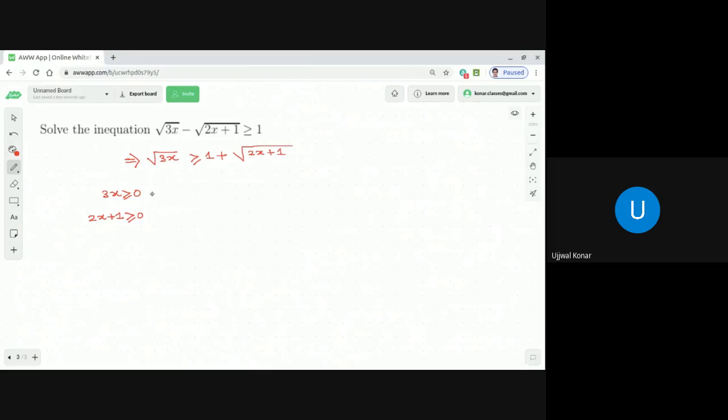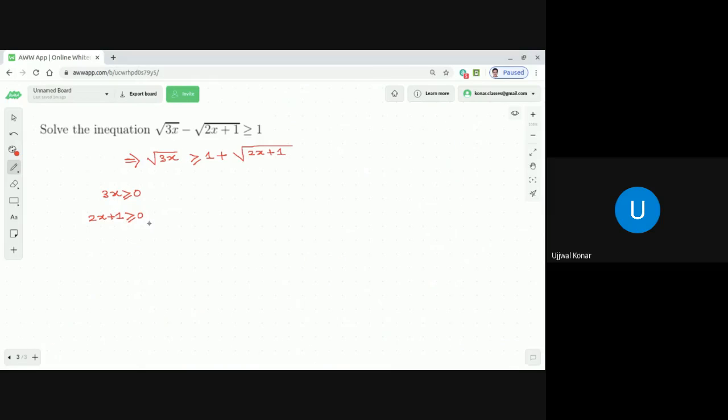Correct or not? Clear or not clear? Yes. Now, after that, what are we going to do? So we get x is greater than or equal to 0 and x is greater than or equal to minus 1 by 2.